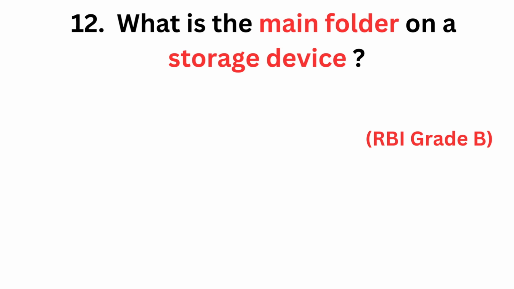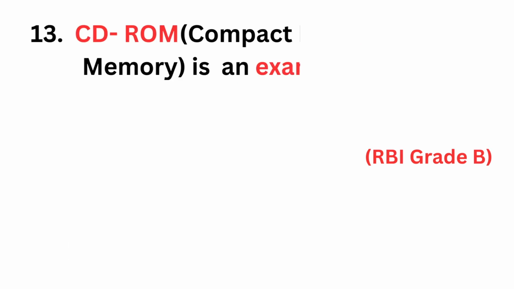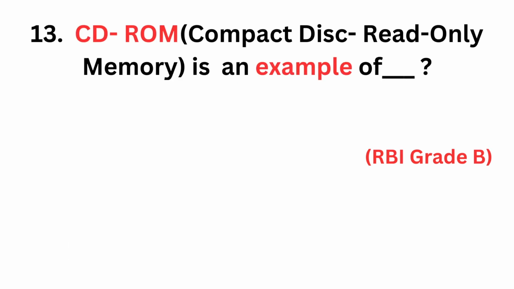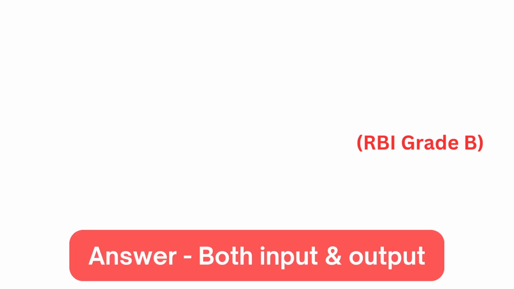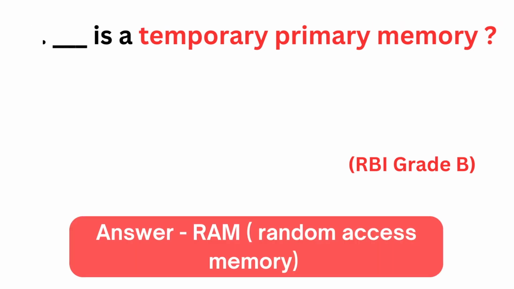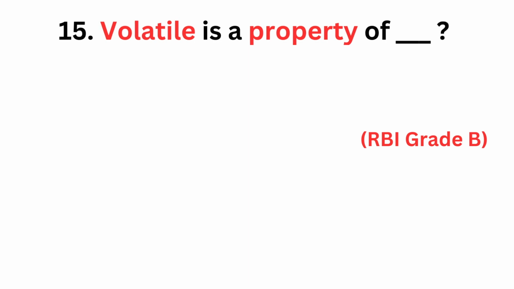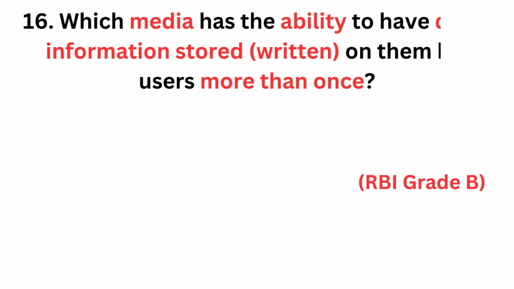What is the main folder on a storage device? Root directory. CD-ROM, compact disk read-only memory, is an example of both input and output. What is a temporary primary memory? RAM, random access memory. Volatile is a property of RAM, random access memory.